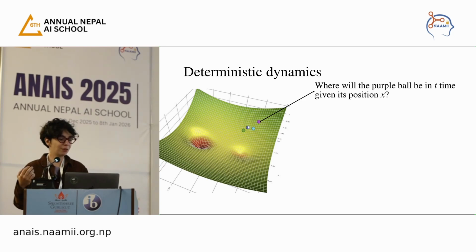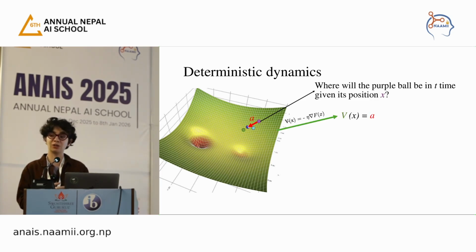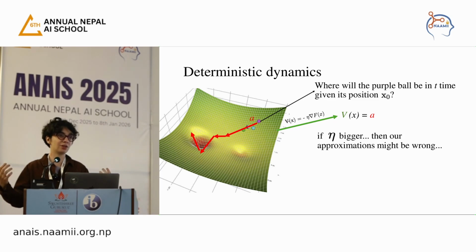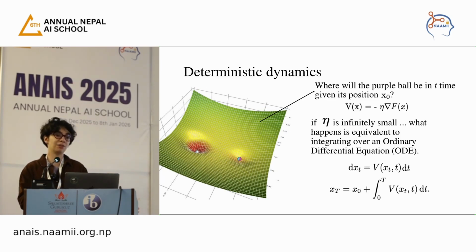So with deterministic dynamics, what is happening basically is that I have a landscape and let's say some objects that interact with my landscape, and I can ask where will the purple ball, for example, be after t time, given its position. And what I can do is kind of query the environment for it to tell me where it will be in some time t. Given the size of the steps, for example, if I take big steps, this approximation might go very wrong. And if I take infinitely many steps, then what happens is that I get an ODE and I get to integrate over it and I get no error and I know where my object will end up.